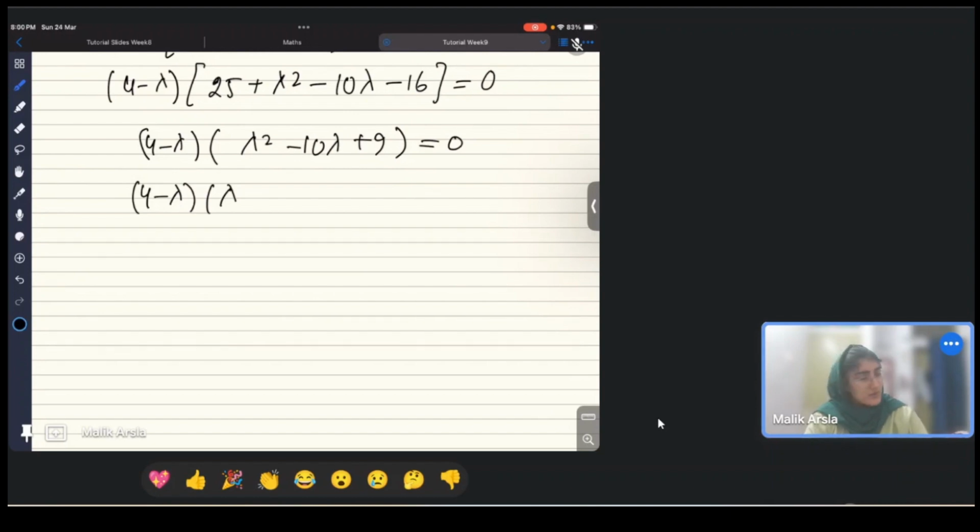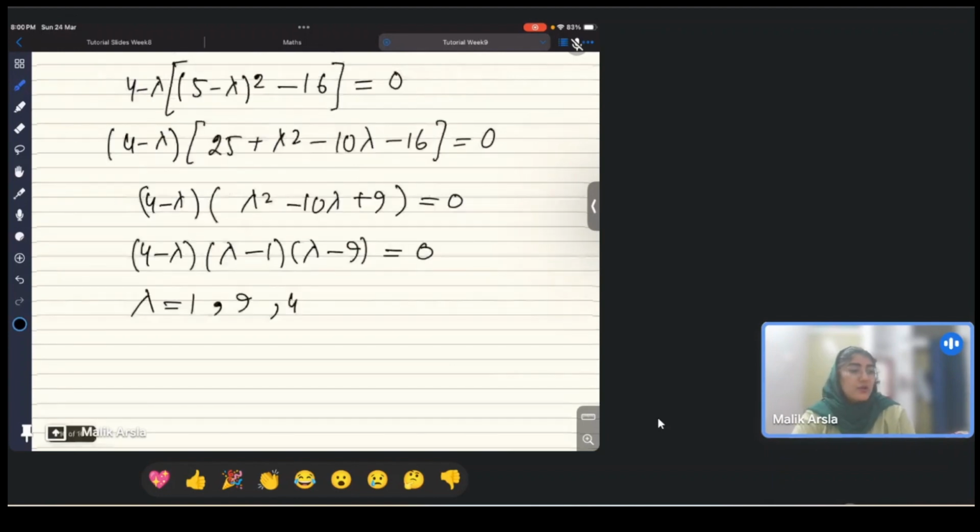Lambda minus 1 into lambda minus 9 is equal to 0. So clearly here we can see it is coming out to be lambda is equal to 1, 9, and lambda is equal to 4. Calculate it till here.